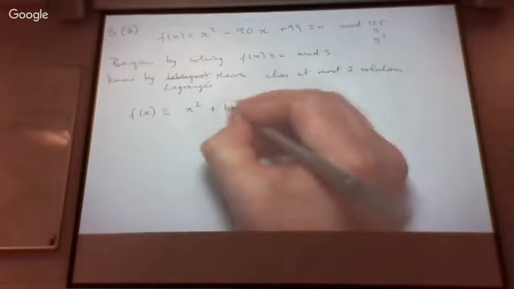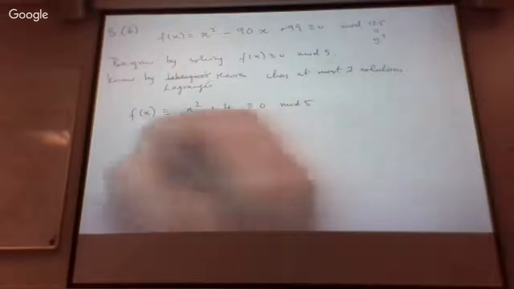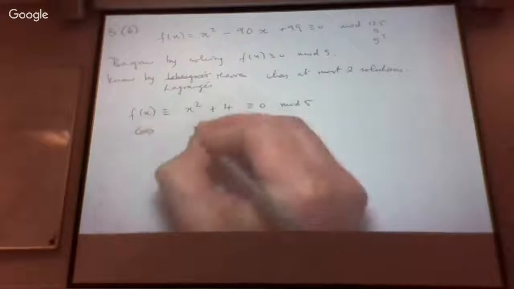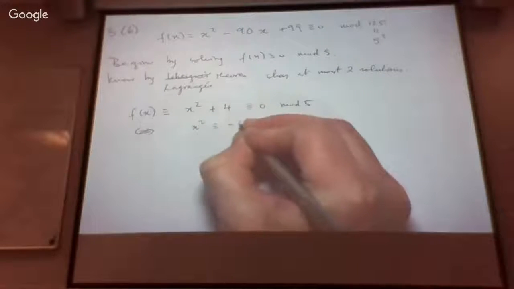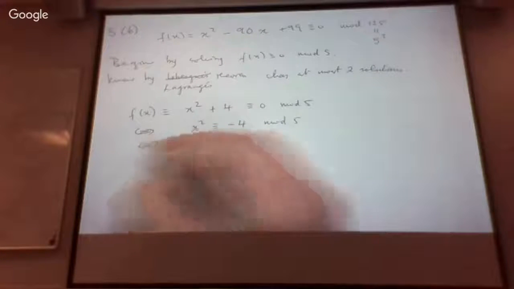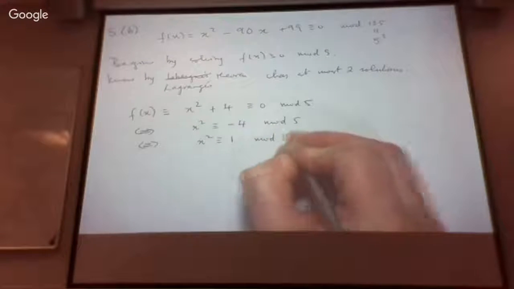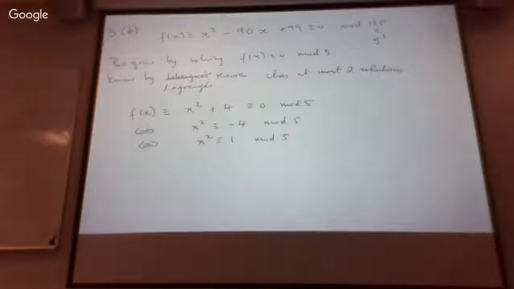No, let's just write it as 4.0, 5. So this is equivalent to saying x squared is congruent to minus 4 modulo 5. But that's equivalent to saying x squared is congruent to 1 modulo 5. Minus 4 is congruent to 1. The distance between minus 4 and 1 is 5.